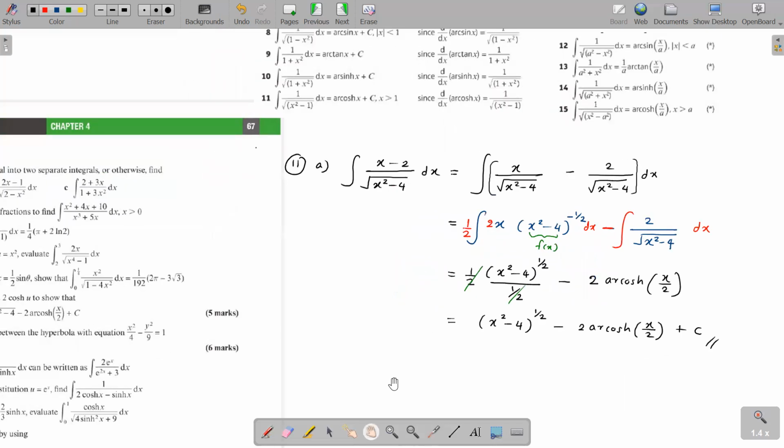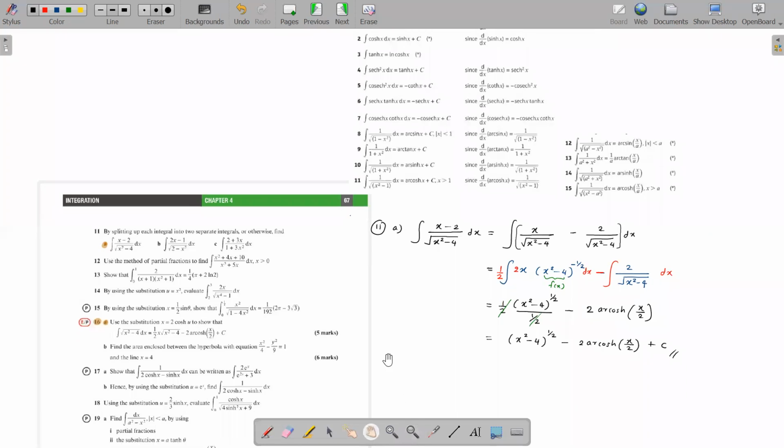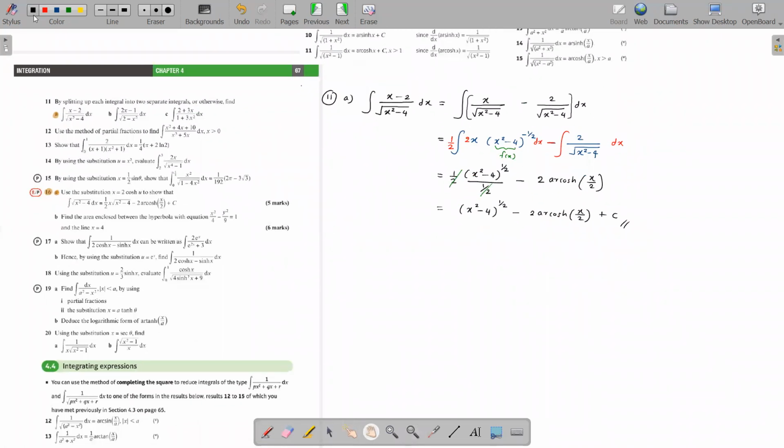So we split and we do the sum. I think the other parts in question 11 are exactly the same. Shall we move on to question number 16, part A?